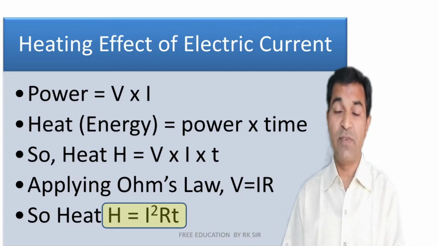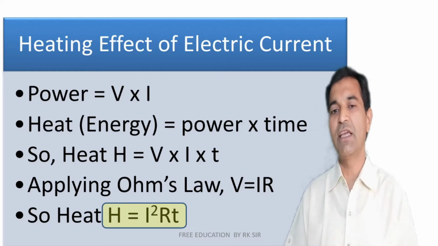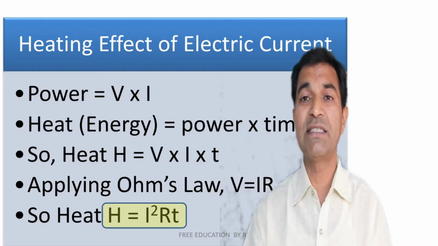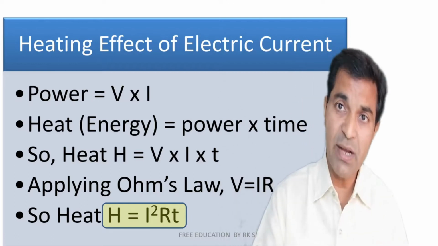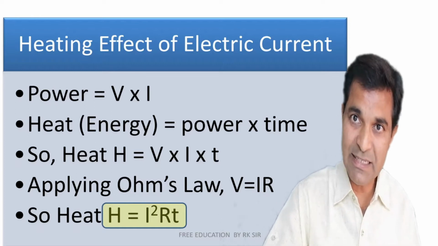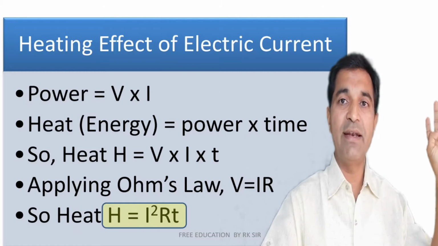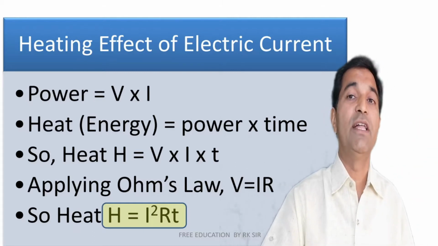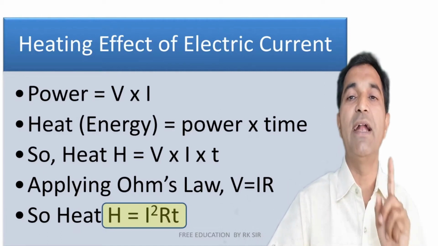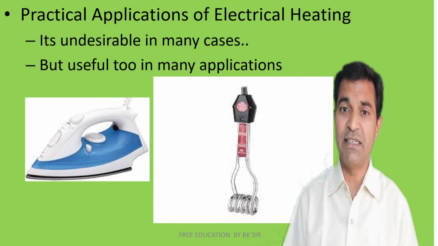Applying Ohm's law for the V, we may replace V with IR. So now we may get the equation of heat or energy: heat energy is equal to I square RT. So if you are given current passing through any resistor for any time t, means value of I, R and T, then you can calculate the amount of heat energy that is going to be liberated through that resistance R. Now what are the practical applications of electrical heating?